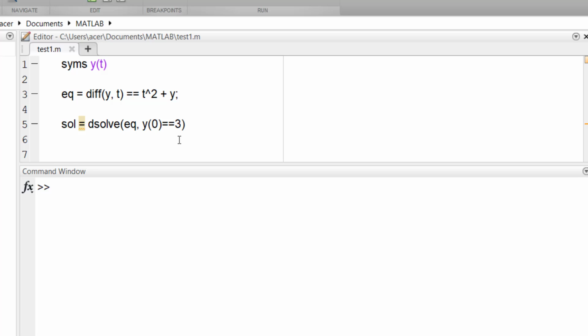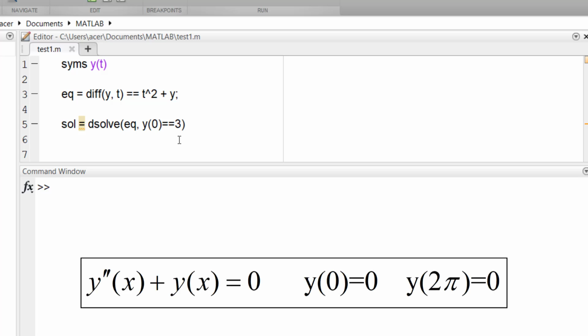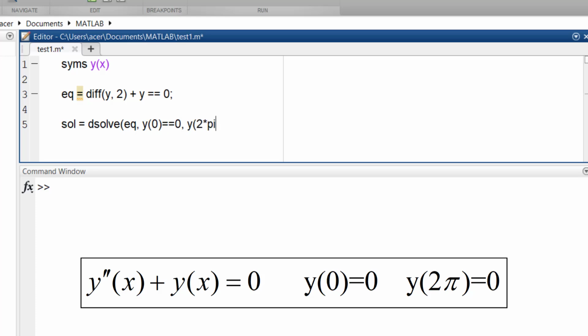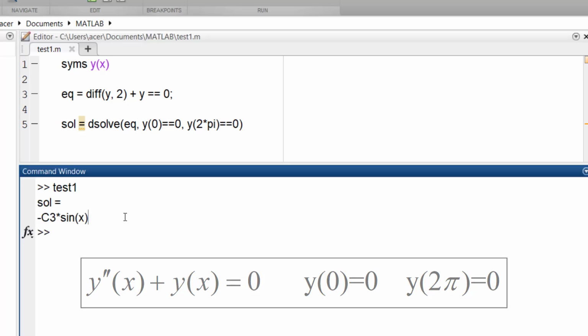As the last example, let's solve this ODE. It is a second order boundary value problem. I define y as a function of x and then I write the equation. Notice how I wrote the second order differentiation term. Solving this equation returns this answer.